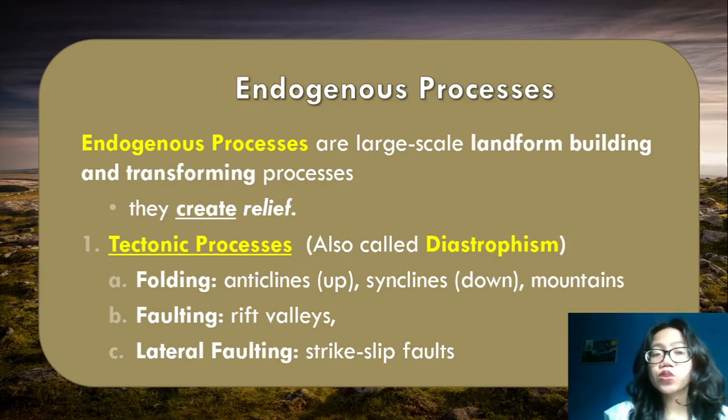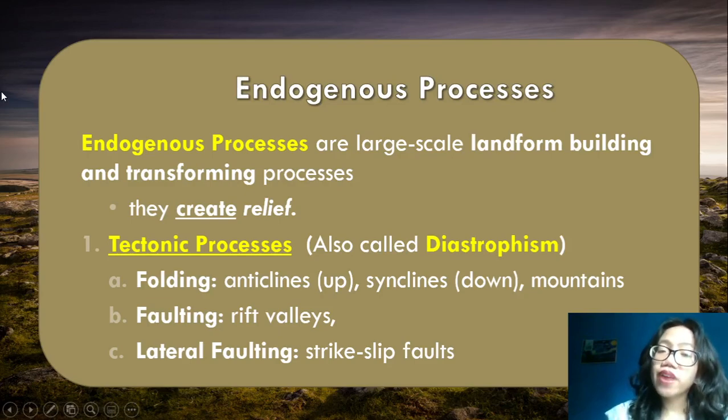So, in comparison to exogenous processes, which are small scale and happen on the surface of the Earth, endogenous processes are large-scale landform building and transforming processes. In comparison to what we have discussed in the past, these happen on a large scale. So they are capable of creating new islands, new continents, or destroying them. They create relief. If you can recall, relief means landforms. So they are capable of creating landforms.